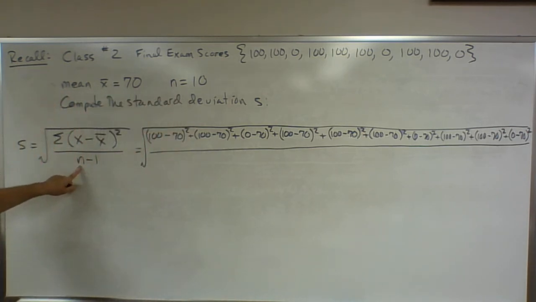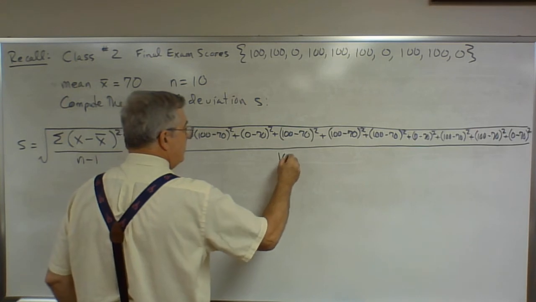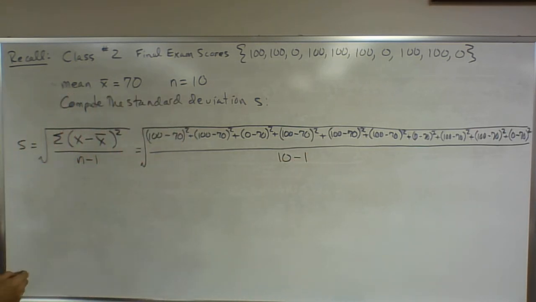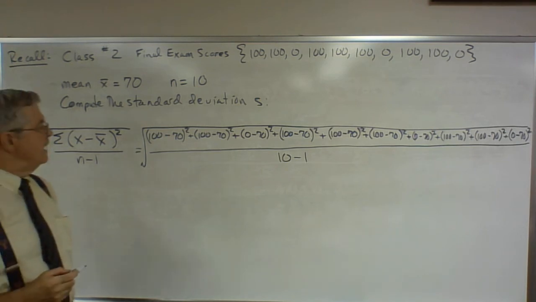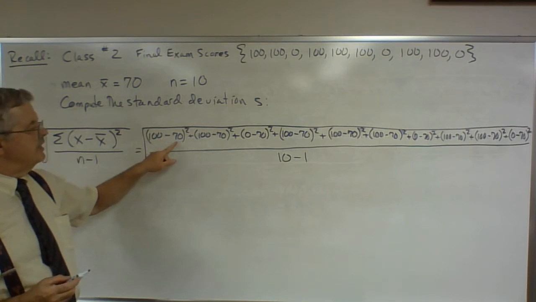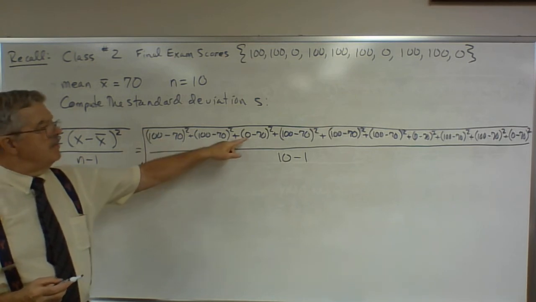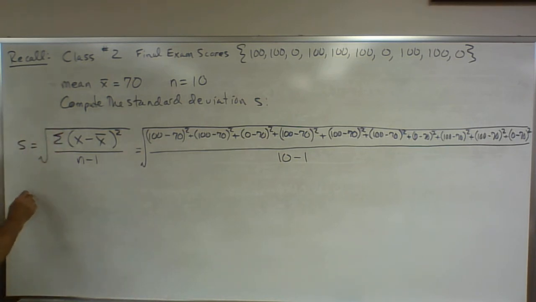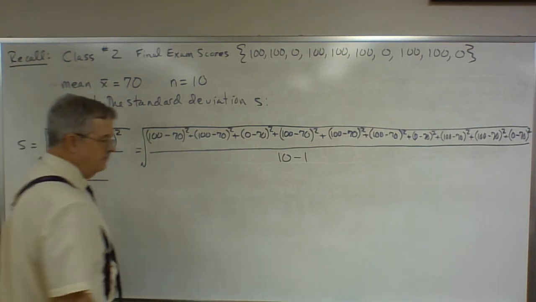All over n minus 1. N is 10. Holy moly. Well, let's see. We only have 2 numbers to figure out. 100 minus 70 is 30. And 0 minus 70, negative 70. So let's see. What are we going to get? 70 squared plus 70. Nope. That's not right.